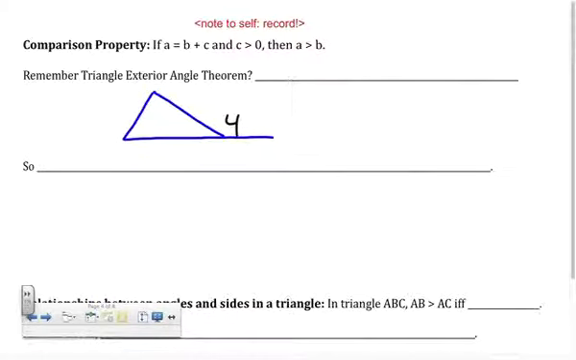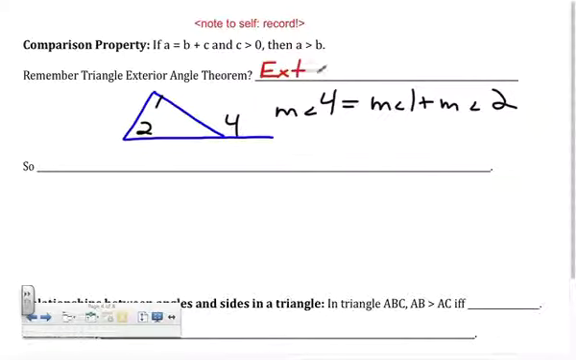Okay, so if I label them over here, angles 1 and 2, remember the triangle exterior angle theorem told us that the measure of angle 4 equals measure of angle 1 plus measure of angle 2. In general terms, we would say that the exterior angle equals the sum of the remote interiors.